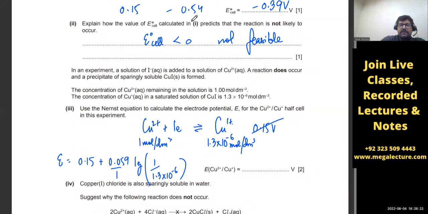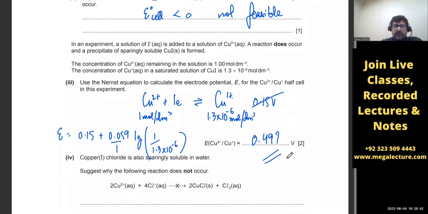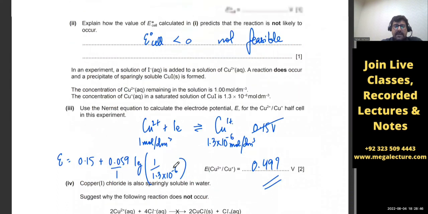You're getting 0.497 for this. So 0.497 volts, right? Hopefully it's the correct one. So instead of 0.15, it's actually going to be 0.497, right? So why is the reaction happening?